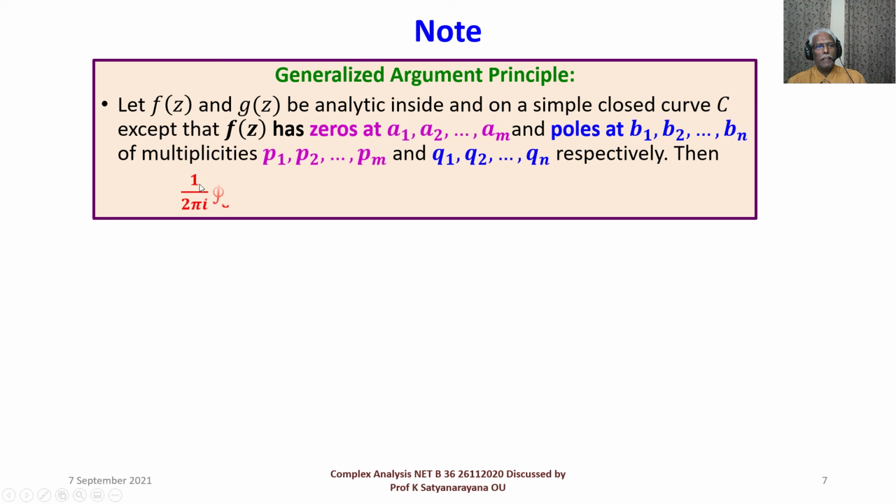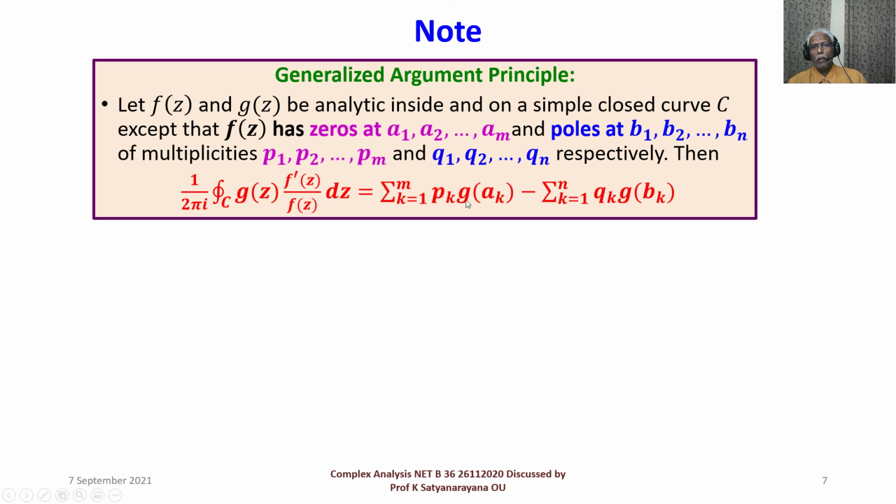Then in that case, 1 by 2 pi i integral taken round C g z into f prime z by f z dz is equal to sigma k equal to 1 to m p k, that is the multiplicity of the zero a k, multiplied by the value of g at a k, minus sigma k equal to 1 to n q k, that is the multiplicity of the pole b k, multiplied by the value of g at b k.